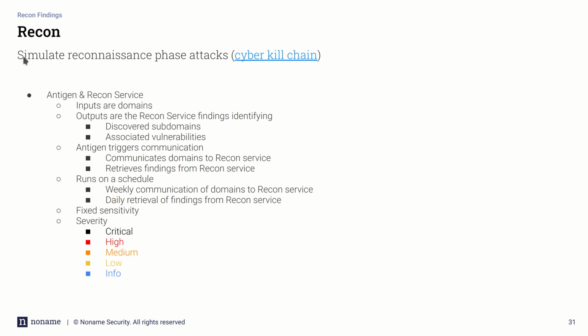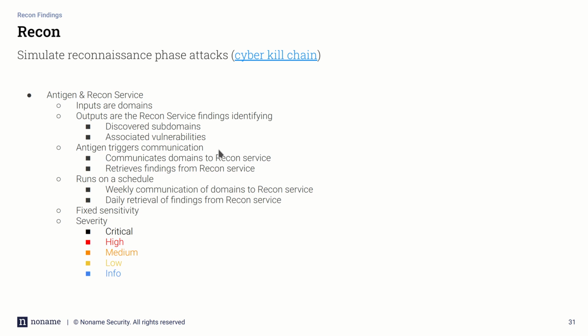But at the end of the day, it simulates reconnaissance phase attacks, right? And reconnaissance phase attacks, as defined in the cyber kill chain, okay? It's the antigen and the recon service that are responsible for it. The inputs are domains, okay? The outputs are the recon service findings, identifying subdomains and vulnerabilities. That is, findings that contain sensitive or forbidden data that should not be present, and of course accessible over the net. Okay.